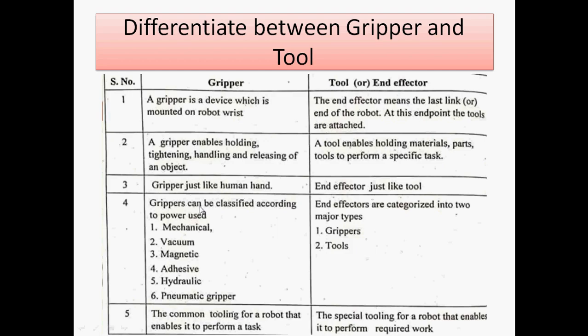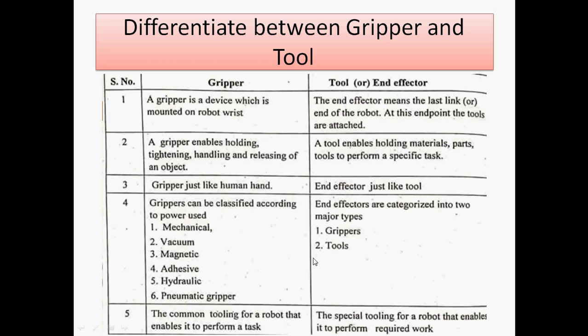Grippers can be classified in different ways: mechanical, vacuum, magnetic, adhesive, hydraulic, and pneumatic. These are the areas for gripping actions, so we can use the power. That is why we classify them this way.